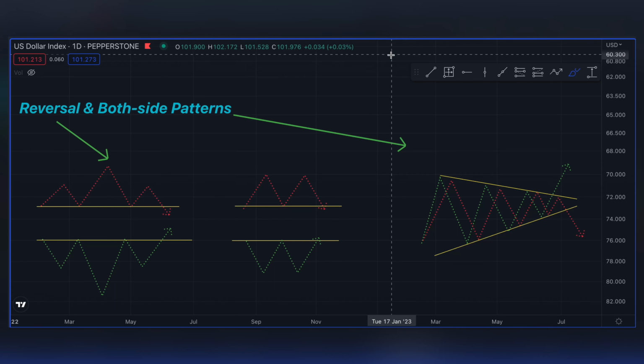Hi guys, welcome back to my channel. In today's video I'm going to tell you about reversal and both side patterns, and it's our last module about patterns.